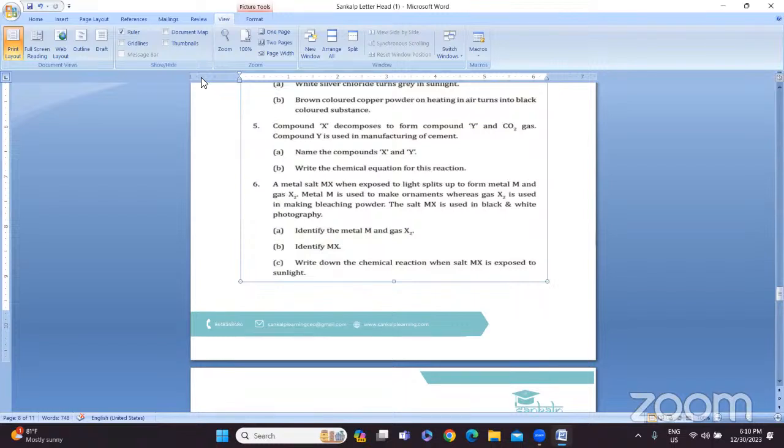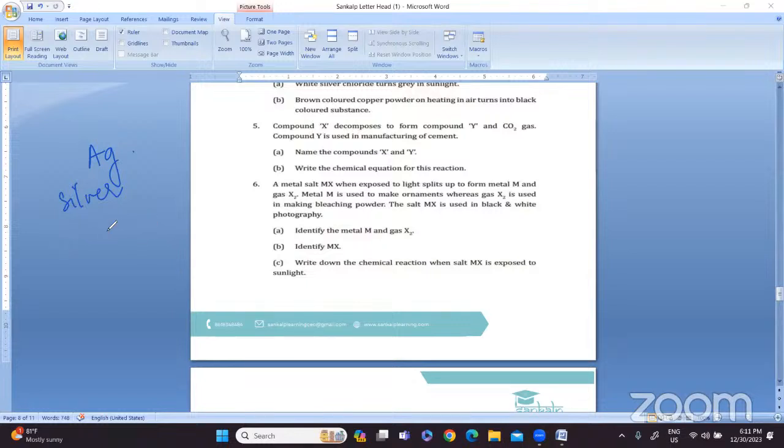Which is the metal M and X? Here the metal which is used is silver. Silver is the metal which we make use of in ornaments. So silver, Ag, is the metal.